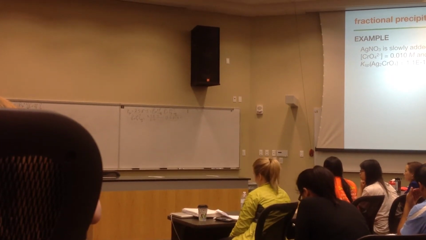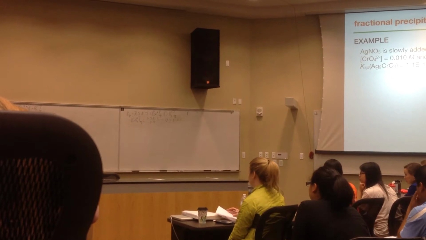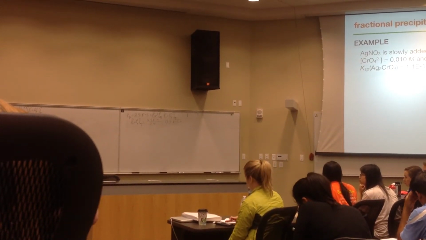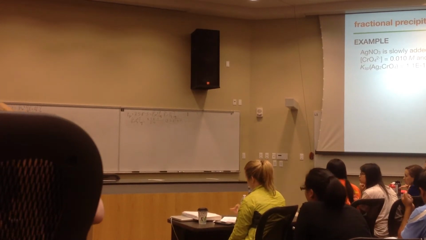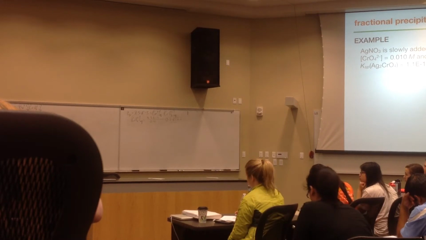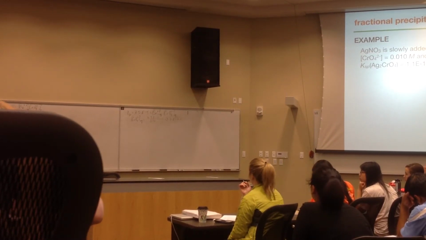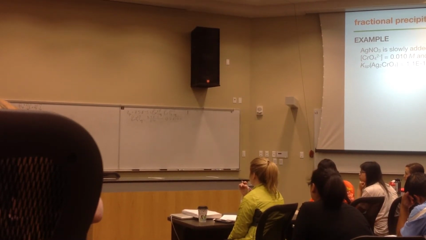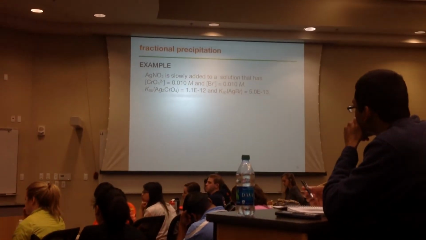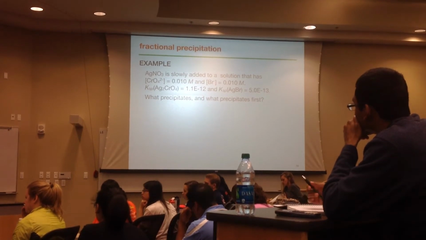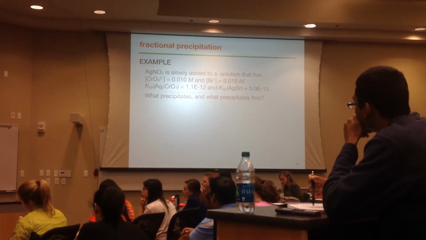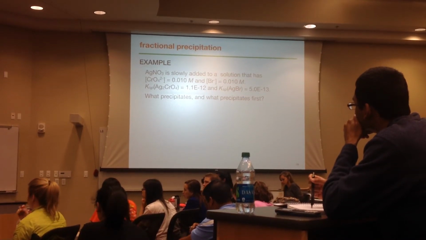Now, let's add silver nitrate slowly to a solution that has a 0.01 molar chromate and a 0.01 molar bromide concentration. Okay? Now, my stoichiometry is not the same. Which means my first question, what precipitates and what precipitates first, is a little bit more complicated. I actually have to do a calculation.